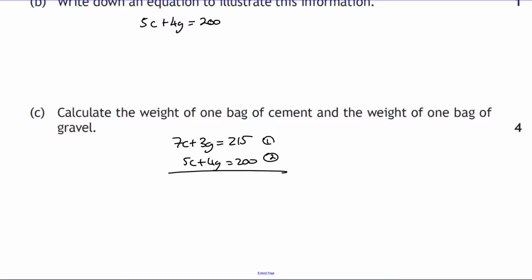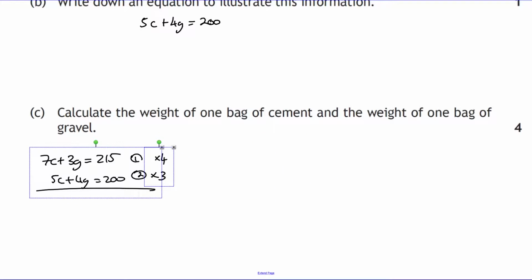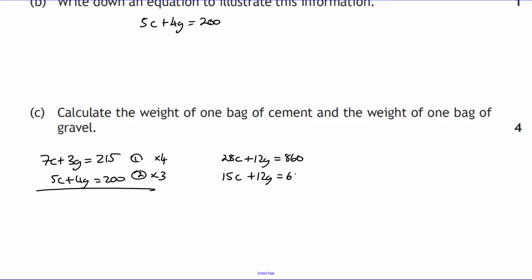And none of the coefficients of the c or g terms match up here, so we're going to have to scale them. Probably the easier way to do that here is just to multiply by 4 for the top and 3 for the bottom, so we end up with 12 g's. So let's go for that. Okay, so if we multiply the top one by 4, we get 28c plus 12g equals 860. And the second equation, if we multiply it by 3, we get 15c plus 12g equals 600.